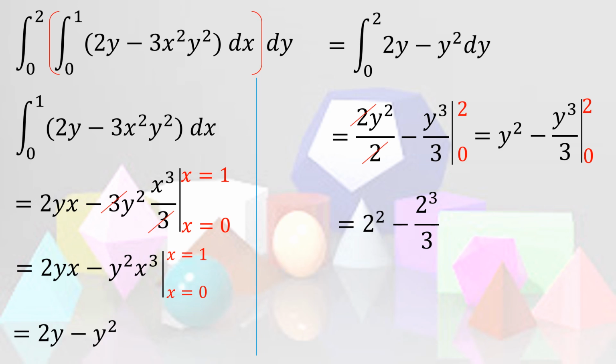Since we have the lower limit which is equal to 0, there is no need to substitute for that. So we shall have 2 squared minus 2 to the third over 3, which is equal to 4 minus 8 over 3. And 4 minus 8 over 3 is equal to 4 thirds.